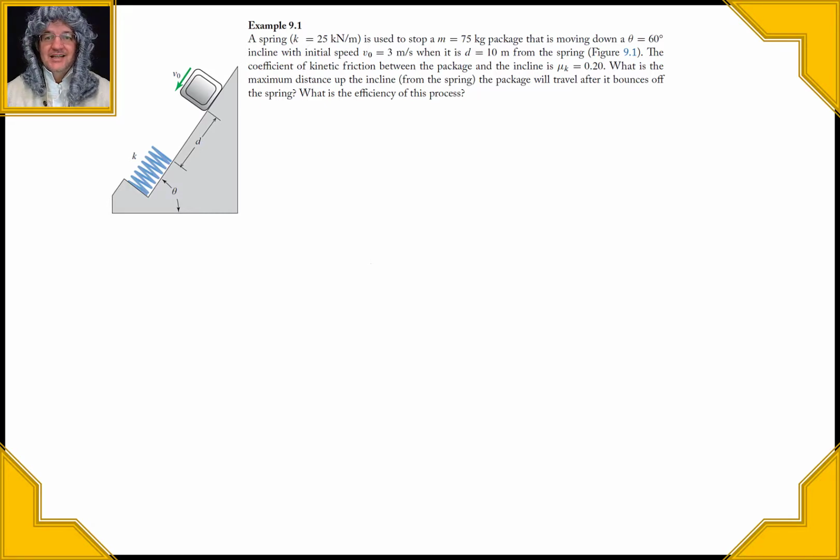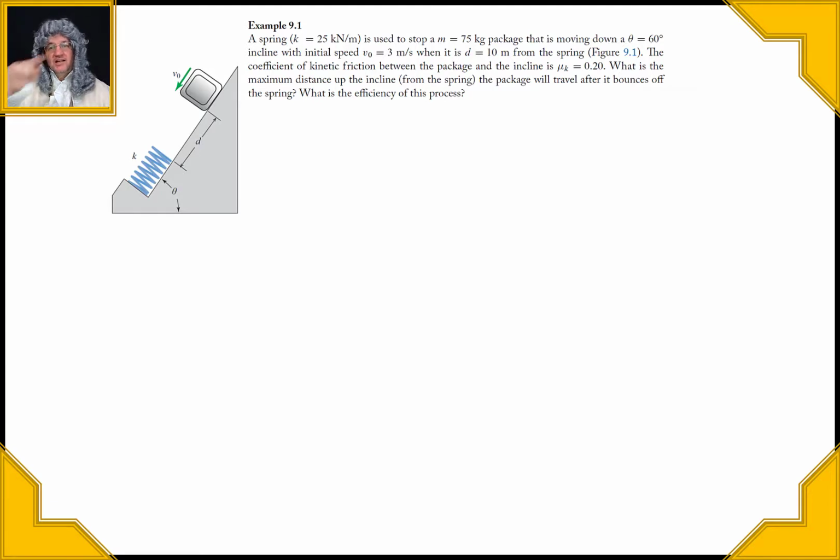When it is 10 meters from the spring, right? So it's starting out 10 meters away from the spring and going down this slope. The coefficient of kinetic friction between the package and the incline is 0.2. And we want to find the maximum distance up the incline that the package will travel after it bounces off the spring. And we want to know what is the efficiency of this process, right?